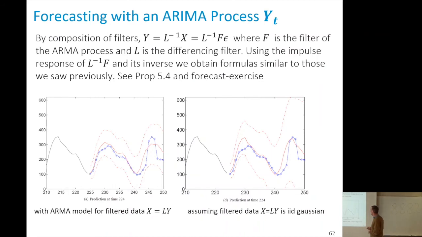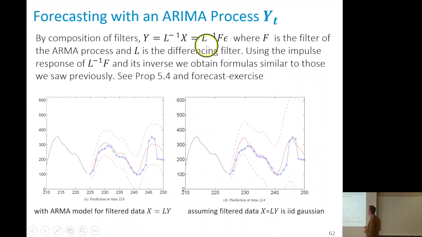Then I applied the filter, the forecasting here. How can we compute the forecast? Well, it's exactly the same as we saw last week. We have applied a differencing filter. In fact, what we saw last week was the most difficult case because we had to invert L and we were just at the boundary of stability, and we saw how to do it. Here, my Y is equal to L minus 1 X, which is L minus 1 F epsilon, right? Where F is the filter of the ARMA process and L is the differencing filter.